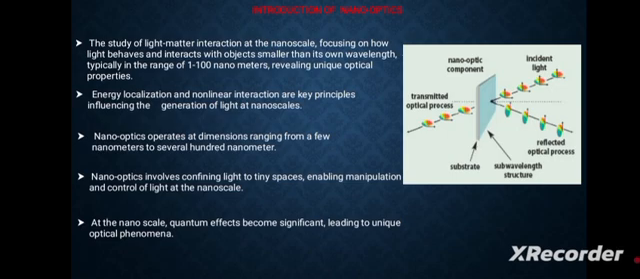Energy localization and non-linear interaction are key principles influencing the generation of light at nanoscales. Nano-optics operates at dimensions ranging from a few nanometers to several hundred nanometers. Nano-optics involves confining light to tiny spaces, enabling manipulation and control of light at the nanoscale. At the nanoscale, quantum effects become significant, leading to unique optical phenomena.